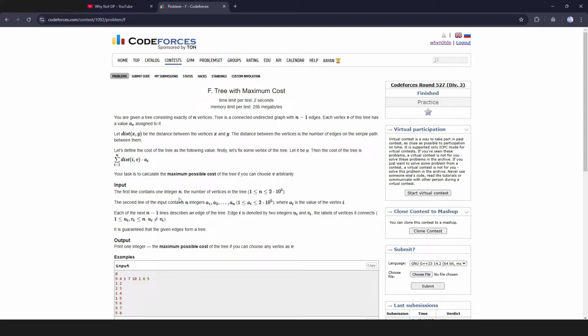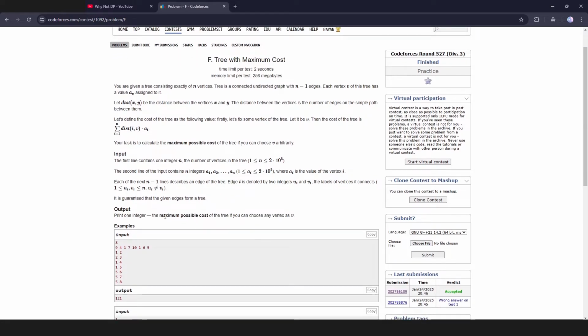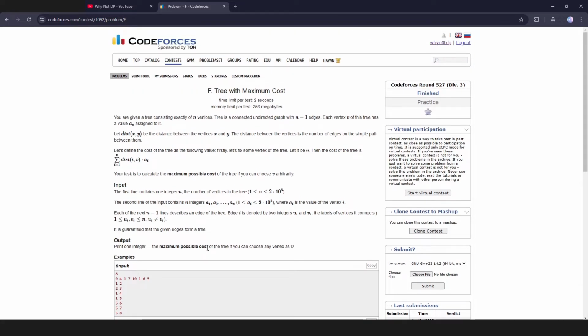In the input we are given the number of vertices in the tree, and in the second line the values of each vertex. Then we take the input for n minus 1 lines, each consisting of two integers u and v, and this will form a tree. It is guaranteed that the given edges form a tree, so it has exactly n vertices and n minus 1 edges, no cycles, and it is all connected. In the output we just have to print one integer, the maximum possible cost of this tree if we choose any vertex as v.